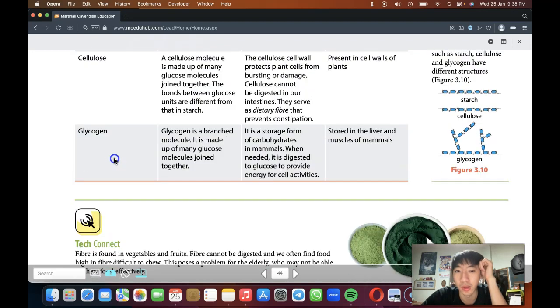Lastly, glycogen. Glycogen is a branched molecule. It is made up of many glucose molecules joined together. It is a storage form of carbohydrates in mammals. When needed, it is digested to glucose to provide energy for cell activity. It is stored in the liver and muscles of mammals. Okay, so glycogen, the last one.